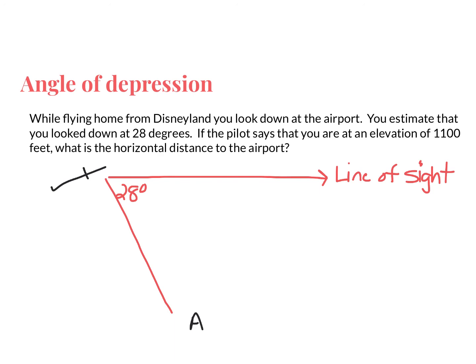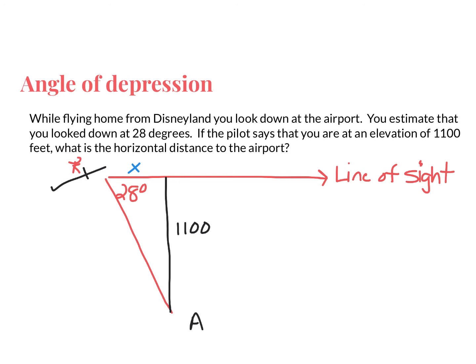Again, it has to be from the perspective. You are up here in the plane. You look straight forward. You do not see the airport. You have to look down to see the airport. It says the pilot estimates that you are flying at an elevation of 1,100 feet. And it wants you to find the horizontal distance from the airport. Again, drawing a picture, to scale or not to scale, is going to be really important here.